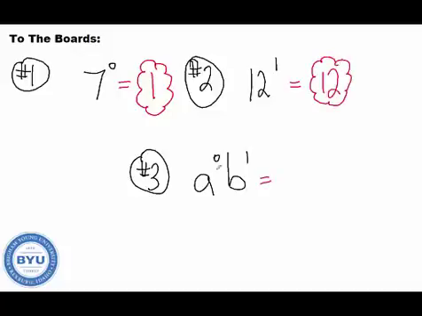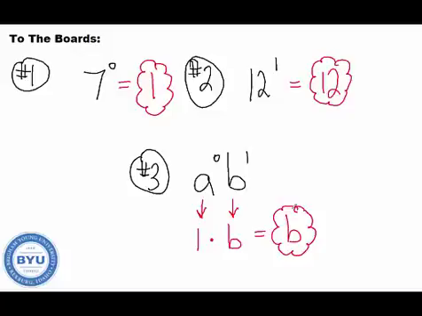Last of all, we have a to the 0, b to the 1. Ooh, that's applying both rules here. We know that a to the 0, anything to the 0 power, is 1. And b to the 1 is just to the 1 power, so that's just itself. So what we have here is 1 times b. 1 times b is just b. Excellent. That's the answer to those 3 questions.